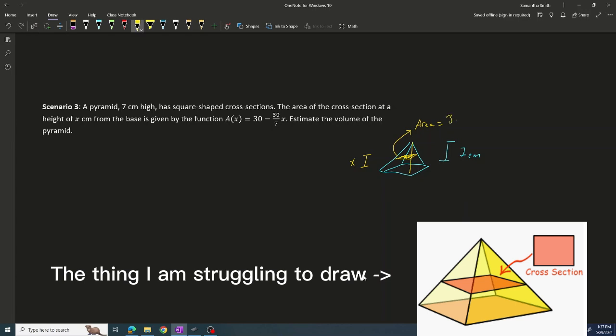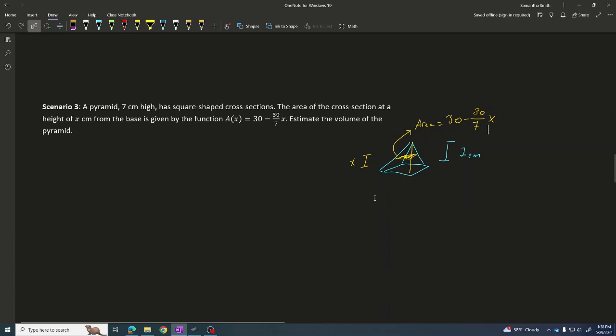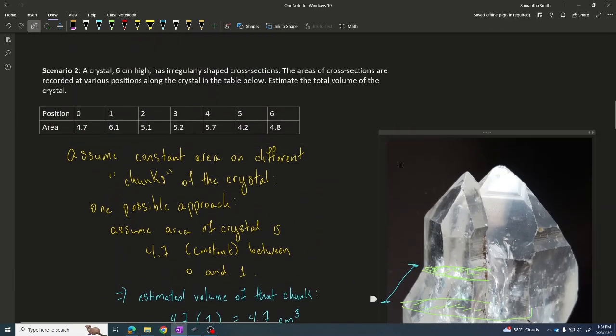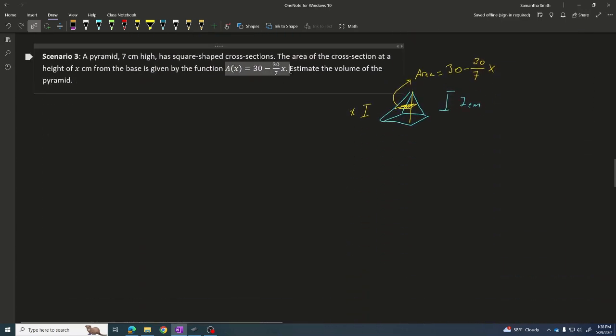You take 30 and then you subtract 30 divided by 7 times your height. And if you use this formula, it'll tell you the area of each little slice. So now let's think. If I were given this information instead of this table, do you have any ideas about how you might get started estimating the total volume, not of the crystal, but of this pyramid?